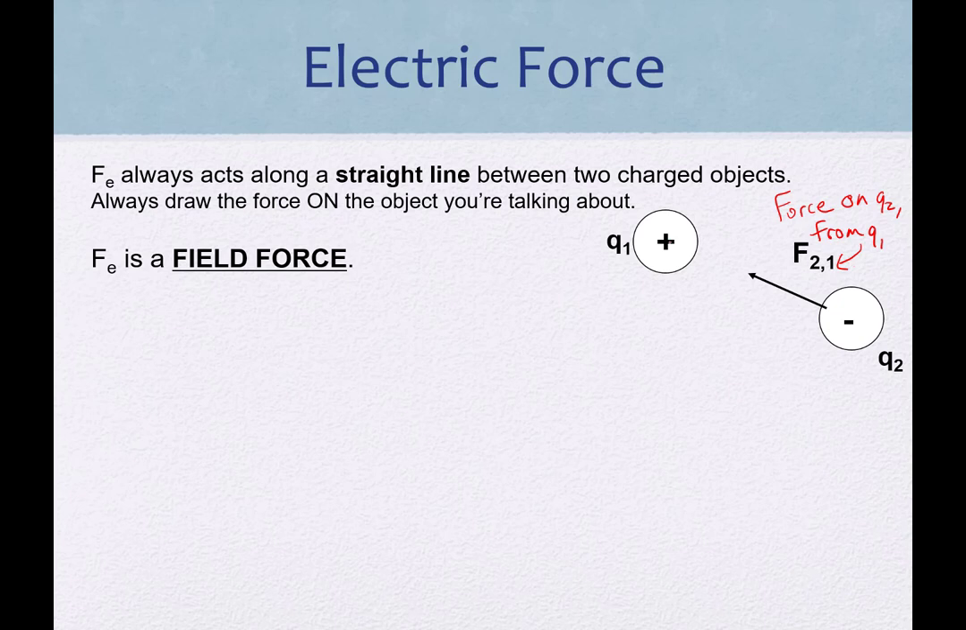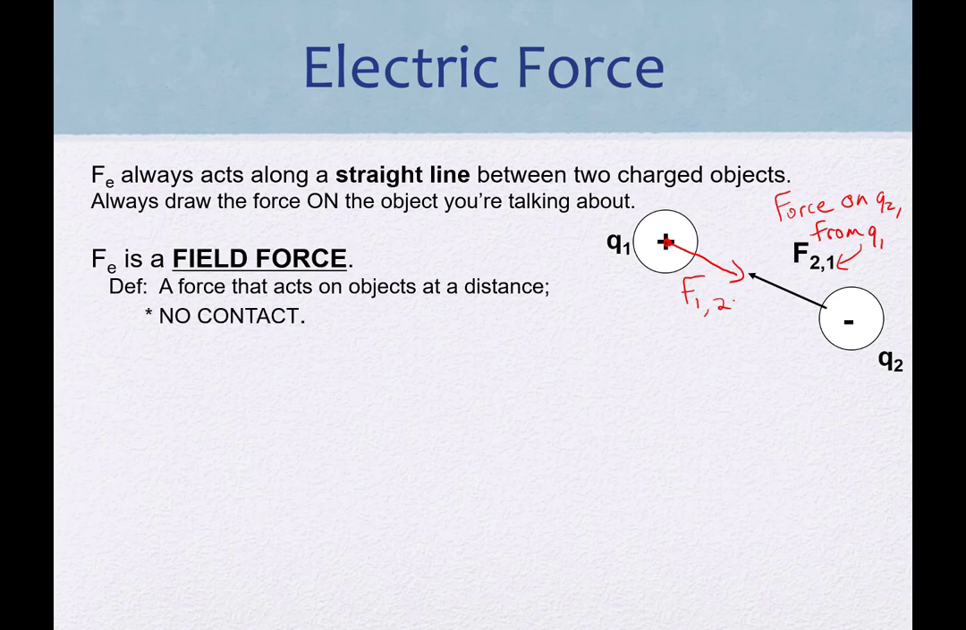We could also draw the force on 1 from 2, and since it's also attractive, it's going to be pulled directly towards Q2. So we would call that the force on 1 from 2. And those forces have to be equal by Newton's third law of motion. They both feel equal forces. The electric force is a field force, or an action at a distance force, which means the charges don't have to be in contact. This force acts at a distance just like gravity.